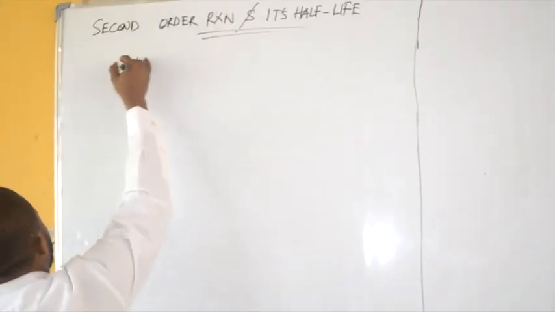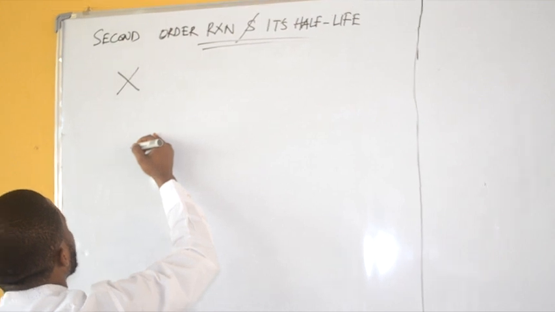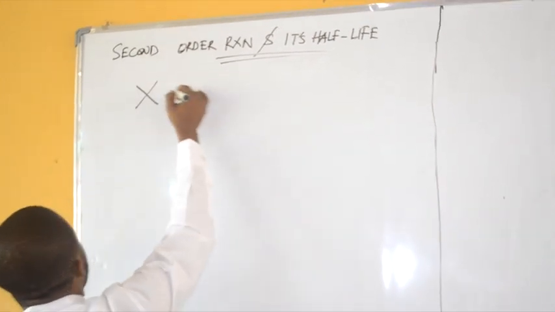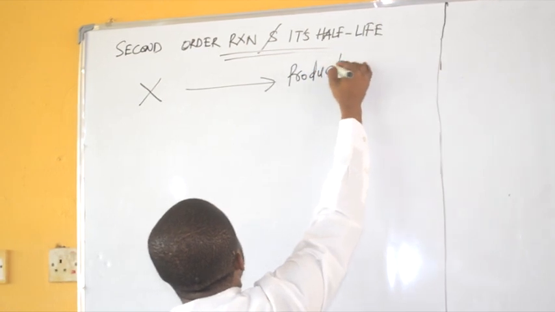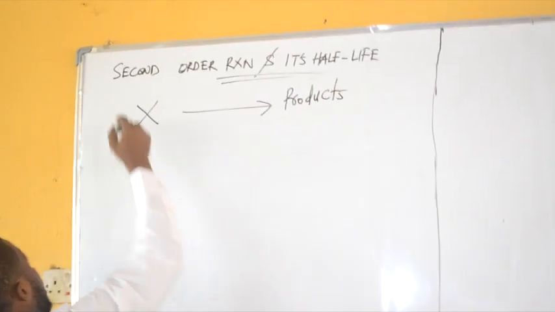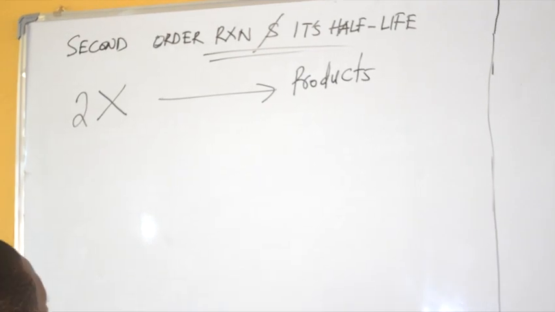A second order reaction is a reaction whose rate is dependent on the concentration of two of its reactants. So if we have a reaction of this way, reactant X gives us a product, let's say 2 moles of reactants here.